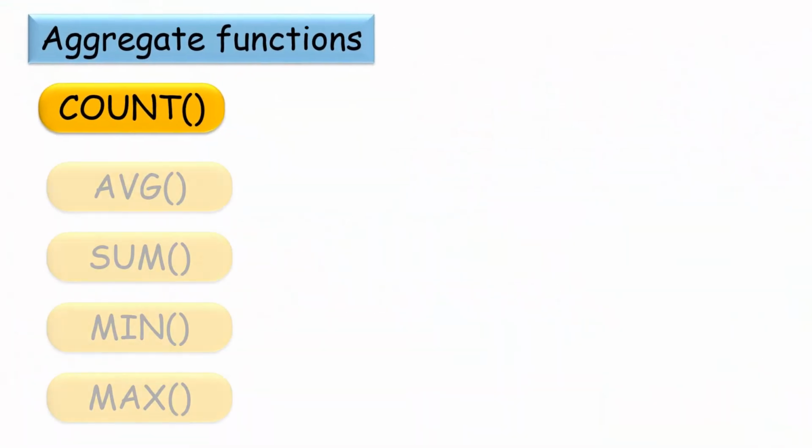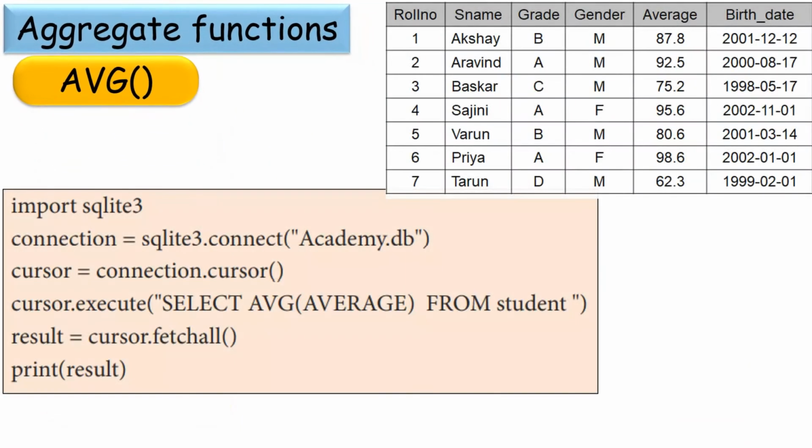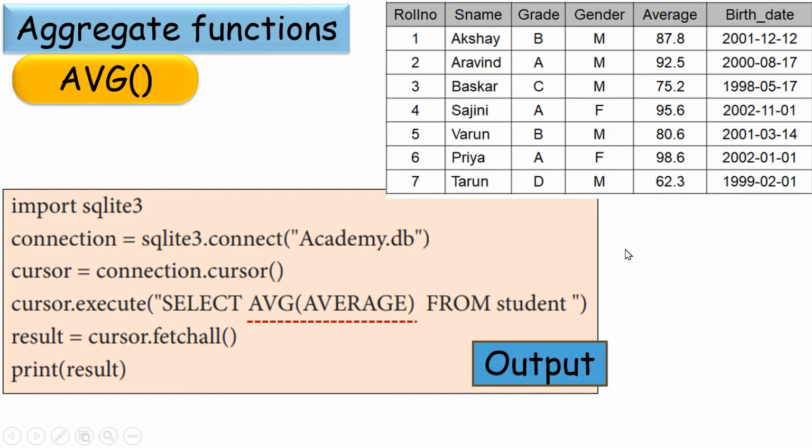Next is the average function, AVG. Select AVG of average from student. The AVG function will calculate the average of the column given here. So the average of the average column is printed as output.